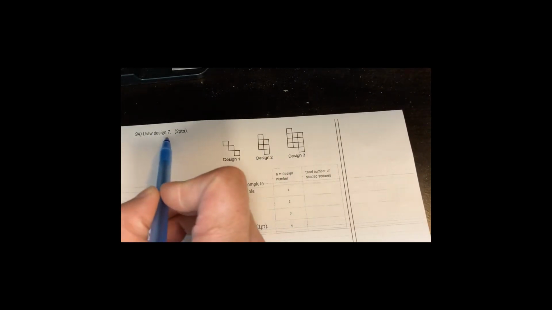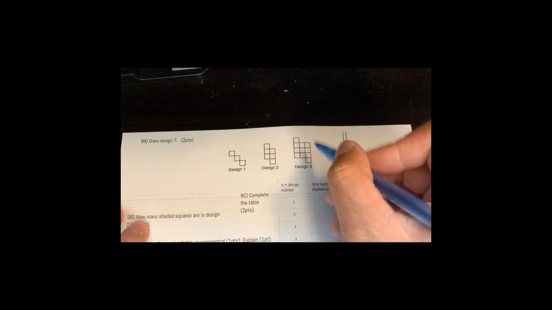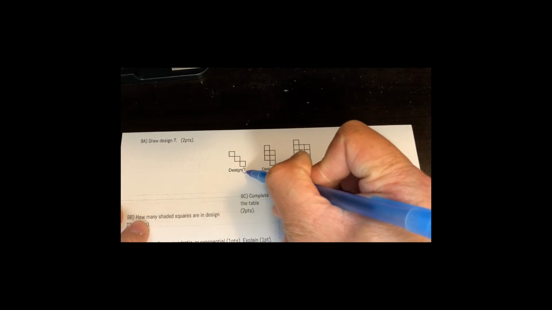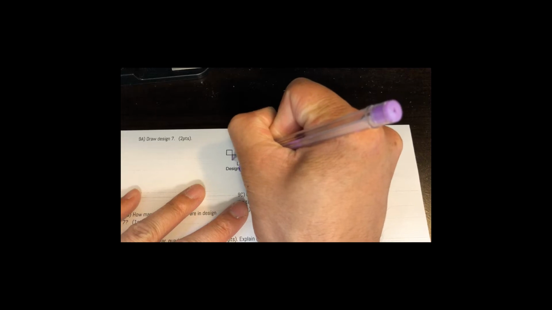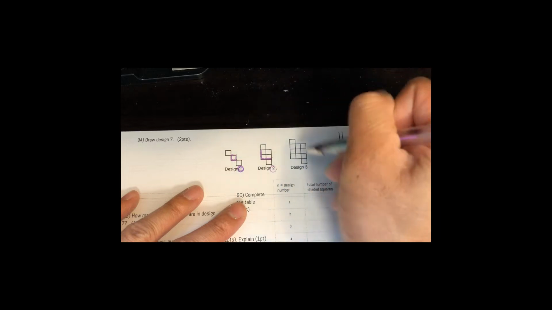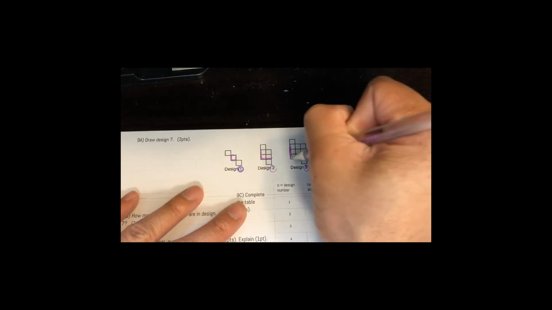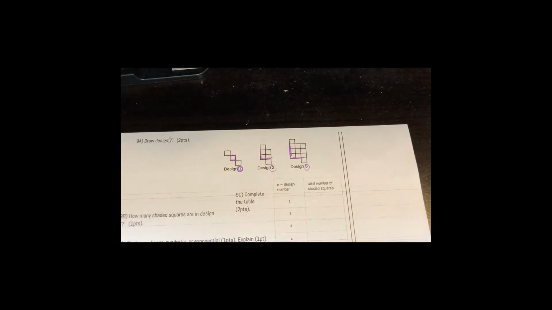All right, for the back side, it says draw design 7. I meant to give you guys graph paper, and it's just kind of difficult to see. So something you should see for design number 1 is the design number kind of tells you 1 by 1. Design 2 is 2 by 2. Design 3 is going to be 3 by 3. So design number 7 is going to be 7 boxes, 7 boxes.